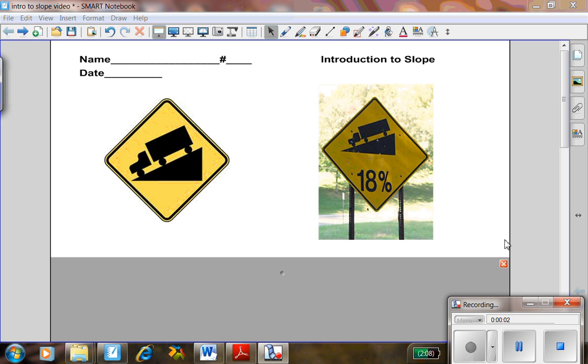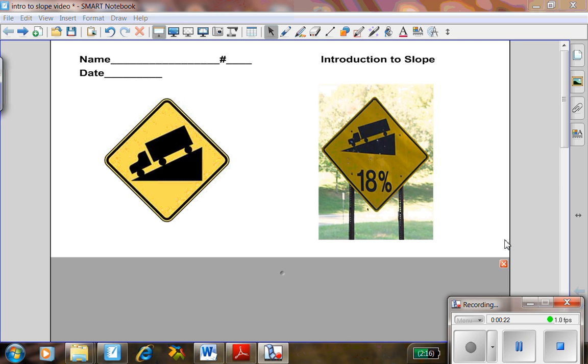So maybe you've been out riding around in the car with your parents and you see this type of sign on the side of the road. Well, what does that exactly mean? You could probably look at that sign and think, oh, that means there's a hill. Truckers should beware. And that's pretty much what it is.